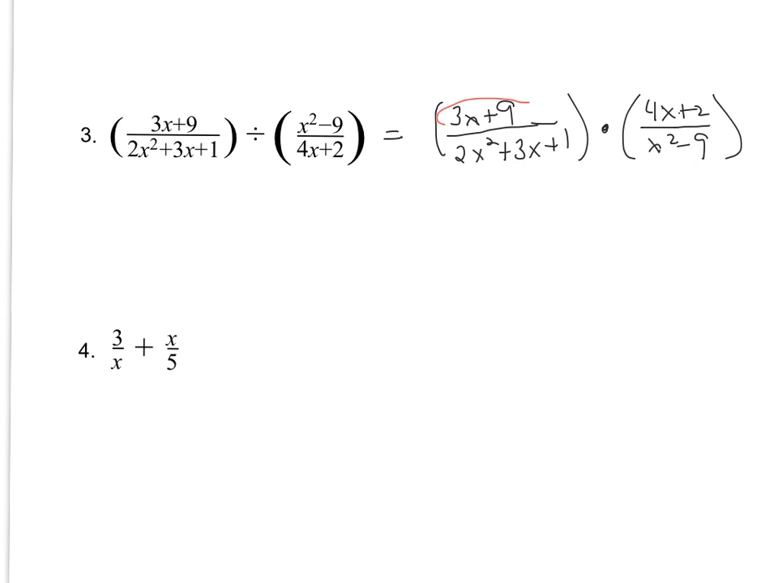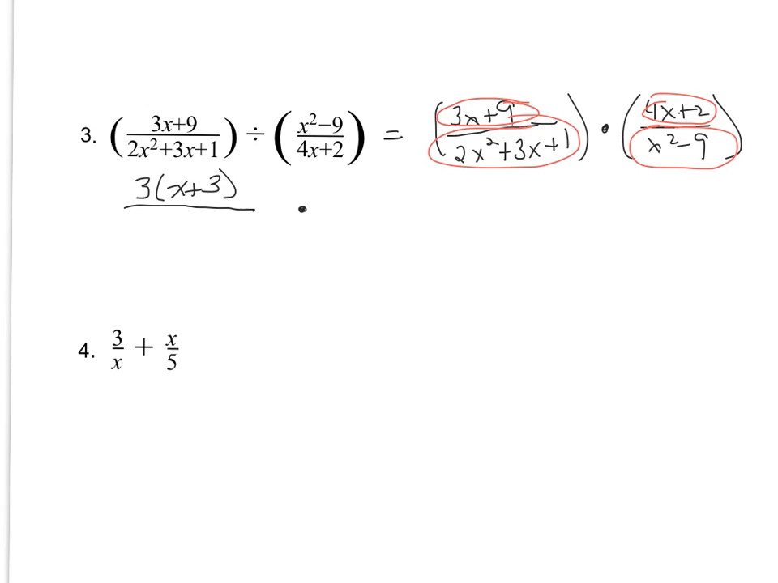So now I'm simply going to try to factor all these tops and all these bottoms and then see what I can cross out. So the first one is 3x plus 9. Now, the one thing I notice is they both have a factor of 3, so I can factor a 3 out. So I have 3 with an x plus 3 left over.